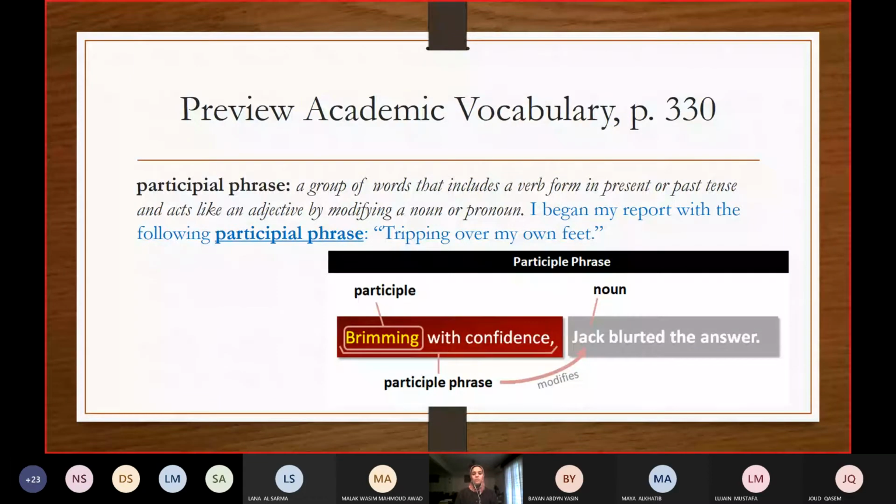I began my report with the following participial phrase, tripping over my own feet. So here, brimming with confidence, brimming. Okay, it's a phrase because there is no subject and no predicate. Brimming with confidence, comma, Jack blurted the answer. So this is a participial phrase modifying Jack. How did I know? It ends in -ing. There is no verb to be before it. There is no subject. There is no predicate. Why is it used? It's used as an adjective to the noun Jack.